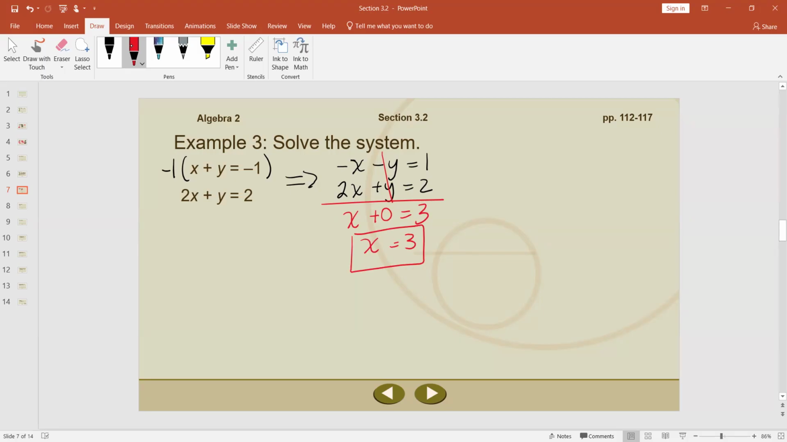Once we do that, you can plug in that x value into any equation that we've got and solve for your y. So for the second step, I'll use the easy one, the x plus y equals negative 1. My x is 3, so 3 plus y equals negative 1. And I subtract 3 from both sides. I get y equals negative 4. And now I have my solution.